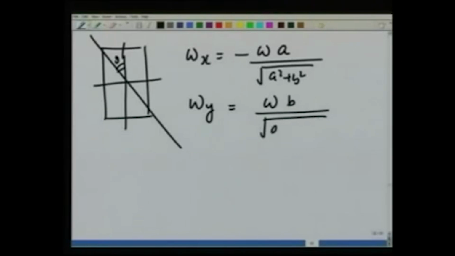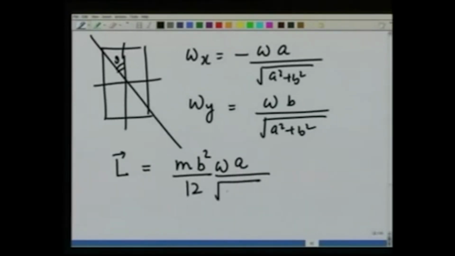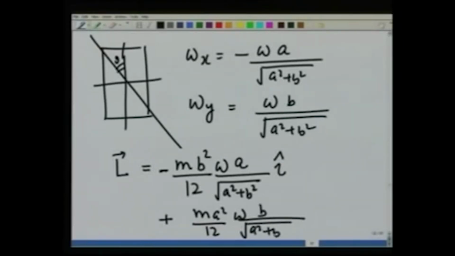omega y is equal to omega b over square root of a square plus b square, and therefore the L vector is going to be m b square over 12 times omega a divided by square root of a square plus b square in the i direction with a minus sign, plus m a square over 12 times omega b over square root of a square plus b square j. So, this is not parallel to omega, it could be in some other direction.